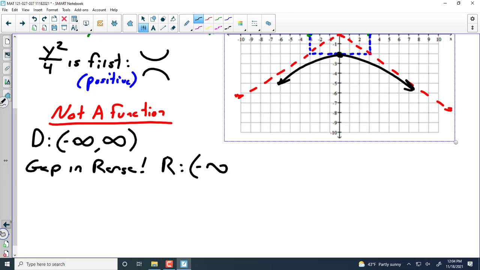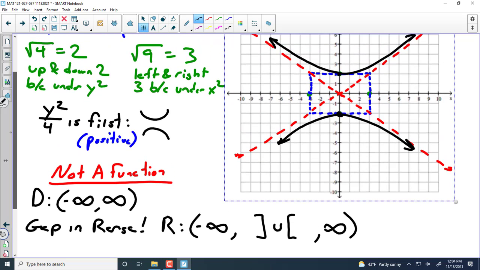So it does go down to negative infinity, and it does go up to infinity, but the range takes a break in the middle. Between which two y values does it take a break? -2 and 2. Does everyone see that? There's a piece missing in the middle, vertically.